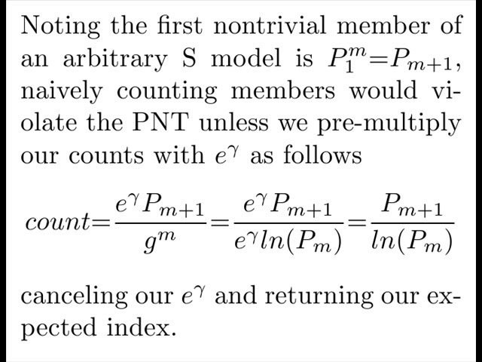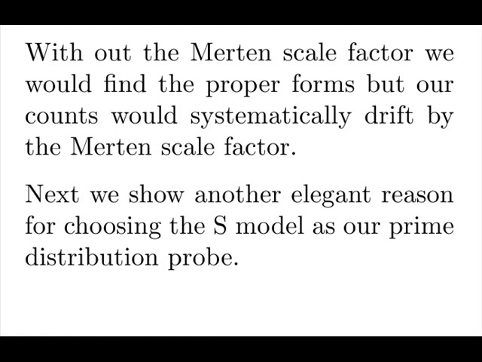Noting the first non-trivial member of an arbitrary S model is the next prime, naively counting members would violate the prime number theorem unless we pre-multiply our counts with e to the gamma as follows. So canceling our set allows us to cancel our e to the gamma, and it gives us numbers we're expecting. Without the Merton scale factor, we would find the proper forms, but our counts would systematically drift.